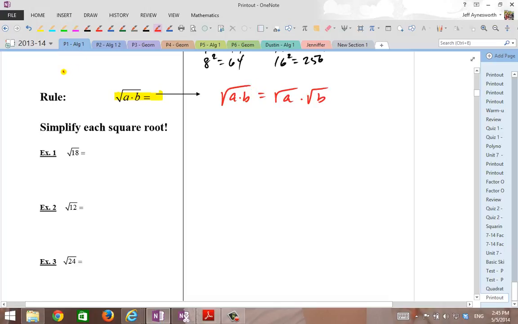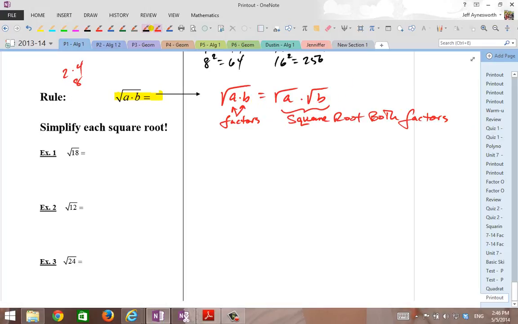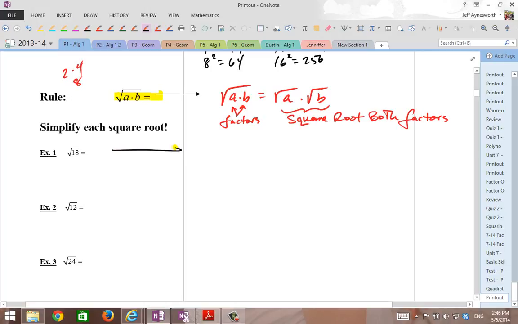Now, just like 2 times 4 gives you 8, 2 and 4 are called factors of 8, these two are called factors. And what this is saying is that you got to square root each individual factor. Okay, so let's write that down. Square root both factors. You're going to see me do that in all of our examples right here. We're going to square root both the factors after we factor the number, and we're going to simplify the one involving the square. So let's take a look at how it's done here.